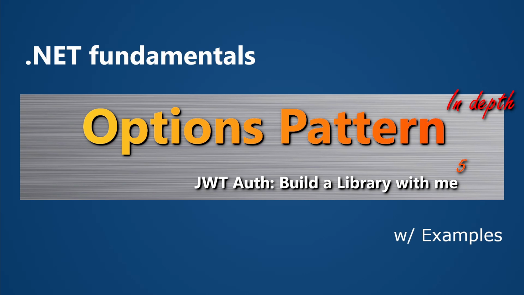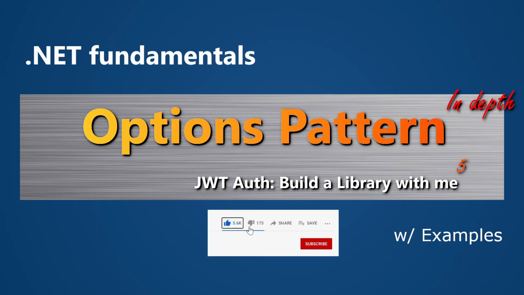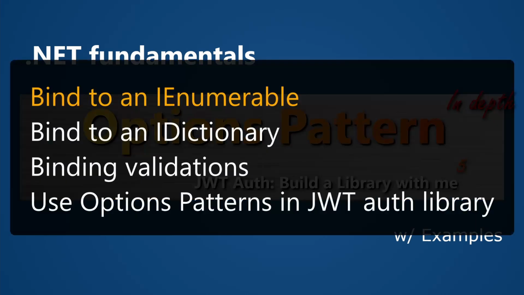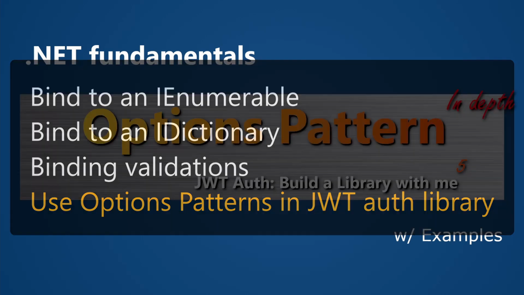This is the 5th video in the series Building a Library with Me. We've covered C# extension methods, C# delegates, and in the last video we talked about the options pattern, and in this one we're going to talk more about the options pattern. There are 4 topics: binding to an IEnumerable, binding to an IDictionary, binding validations, and then as a practical example, we'll see how these parts are used in the JWT Authentication library. Let's dive in.